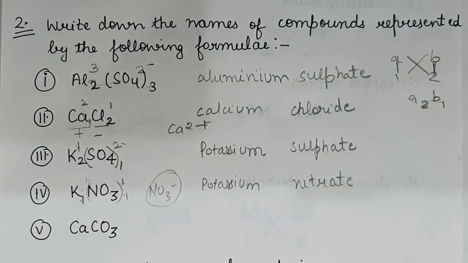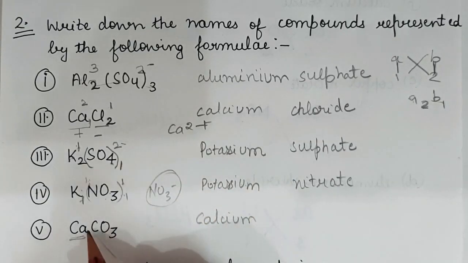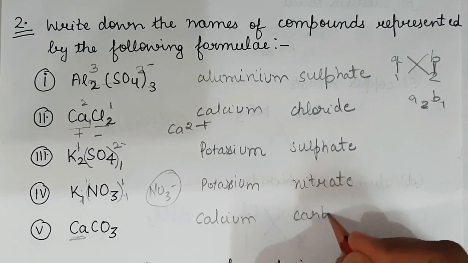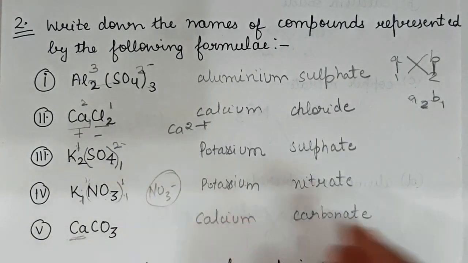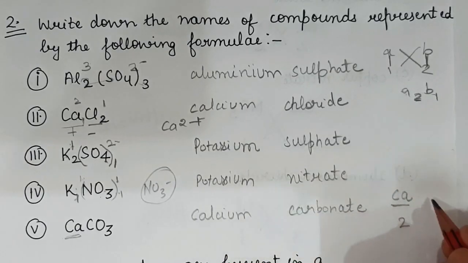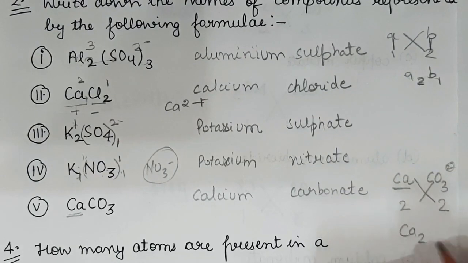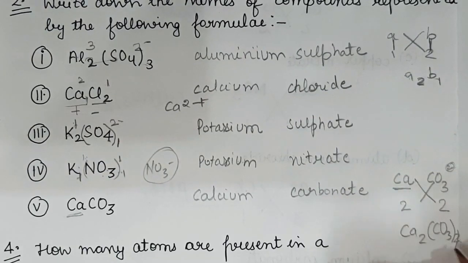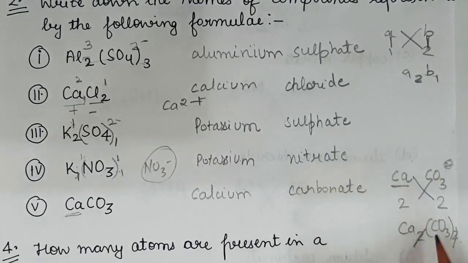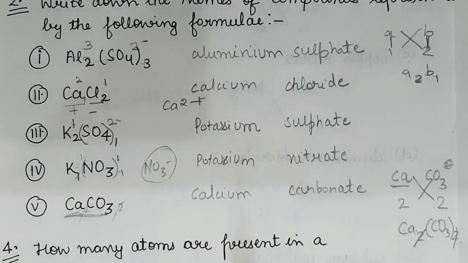Okay, next is CaCO3. Again, Ca, what is the formula? Calcium. And CO3, that is carbonate, calcium carbonate. How it came? See, calcium carbonate, Ca, calcium, valency is 2. Carbonate, what is the formula of carbonate? CO3 di-negative. So this 2 is the valency. So cross multiply, you will get Ca2, CO3, 2. So this 2 with 2 will get cancelled. So it's CaCO3. 2 is cancel. So it is calcium carbonate.